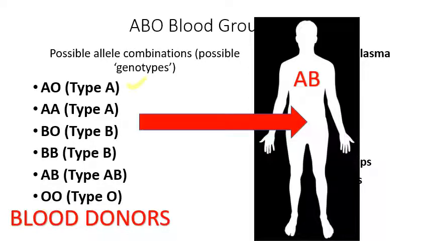They would accept blood type A. They would accept blood type B. They would accept blood type AB, and they would accept blood type O. Okay, let's try one more. This patient would reject blood type A. They would reject blood type B. They would reject blood type AB, and they would only accept a donation from another blood type O.